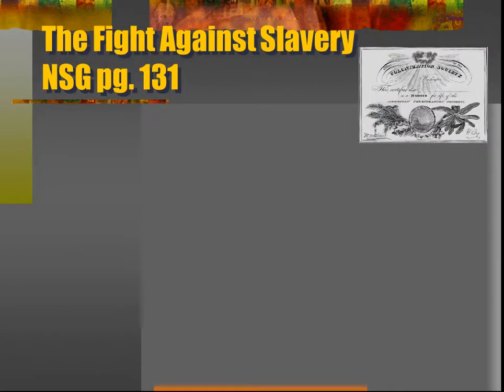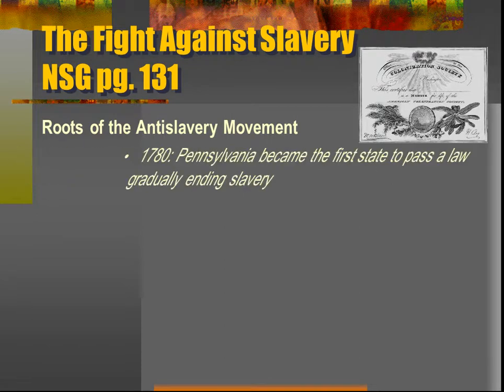The Fight Against Slavery. Section 2, please buy a note-taking study guide, page 131, and in your textbook on page 296. The fight against slavery is called the Abolitionist movement. This is the question: how did abolitionists try to end slavery? What was the process of how they tried to do that?